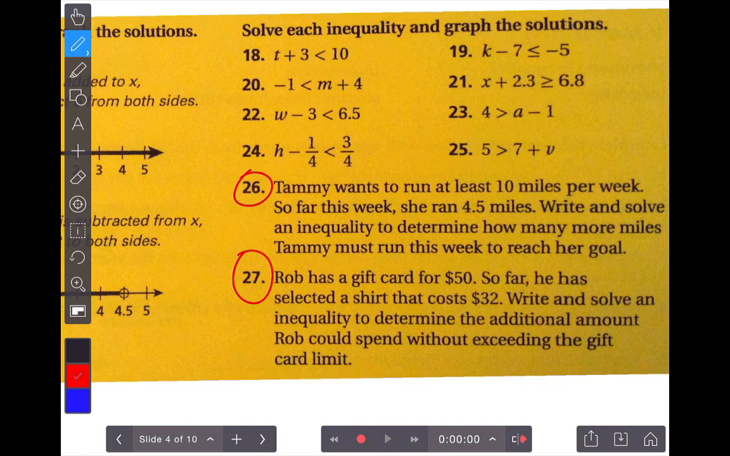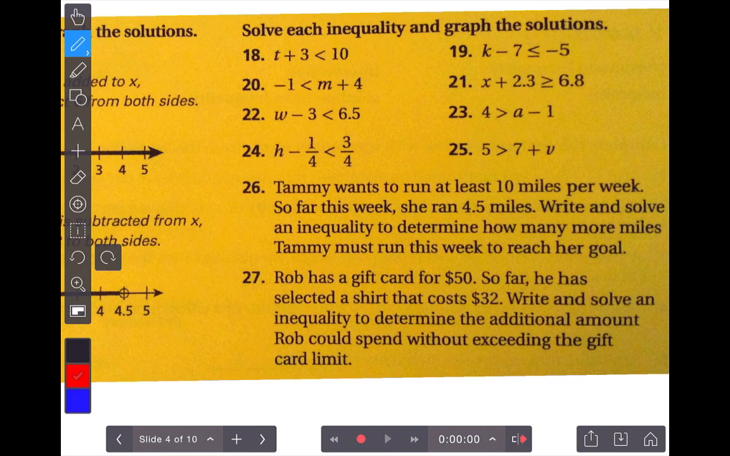Tammy wants to run at least 10 miles. That means she wants to really run more per week, but the minimum she wants to run is 10. And it says so far this week she's run 4.5. So 4.5 miles plus whatever else she's going to run is going to have to be more than or equal to 10. So it asks you to write and solve an inequality to determine how many more miles Tammy must run to reach her goal. So we'll cover this problem here in a second. Let me back this up just a little bit.